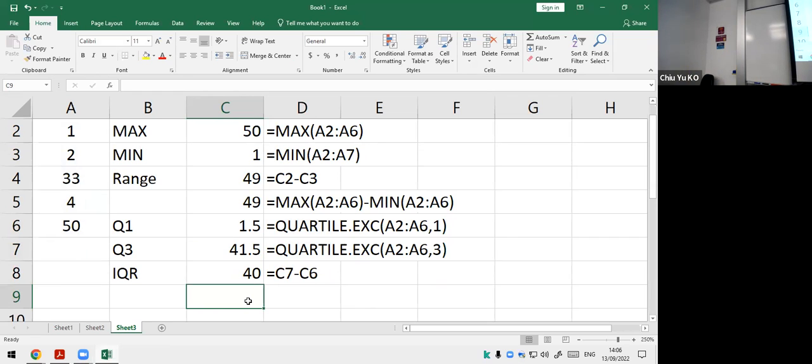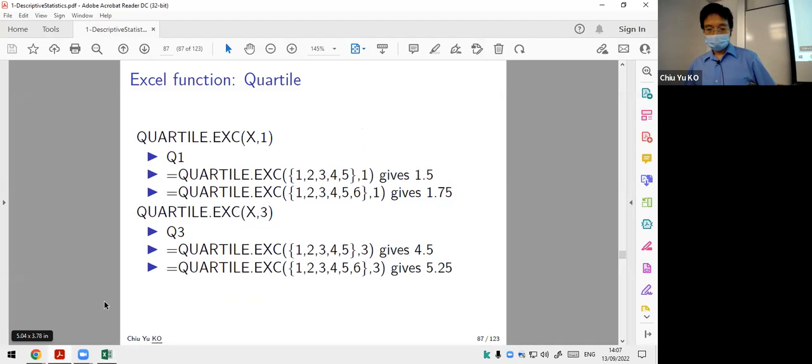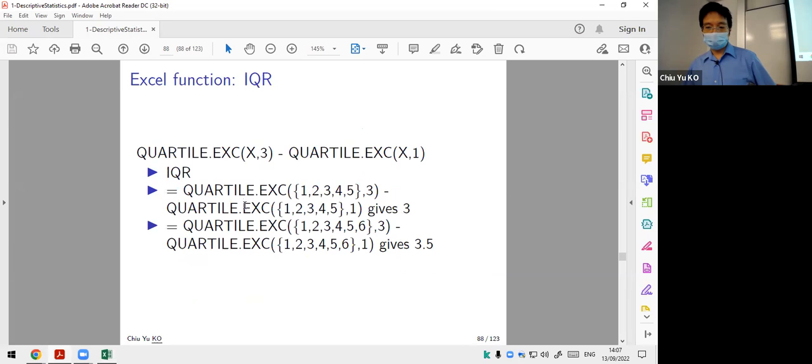There is nothing deep here, but you just need to know this is the formula to calculate, and you put 1 and 3 for Q1 and Q3. Of course, you can put this minus this all at once, but I think that's fine. Now the next thing, I think we did the IQR already.